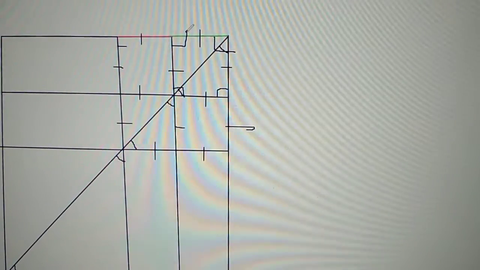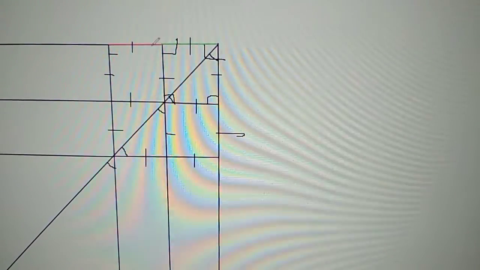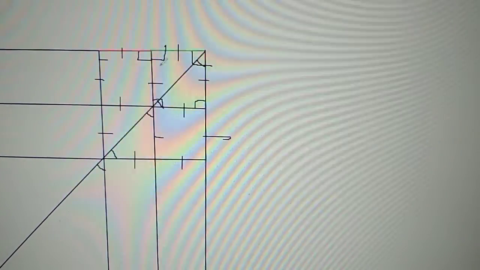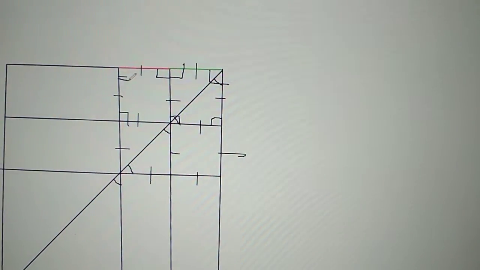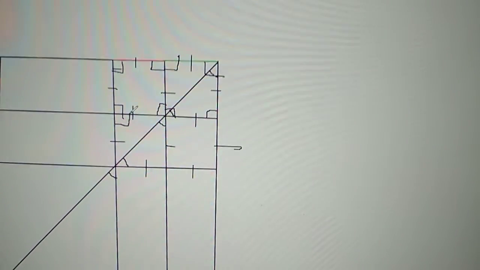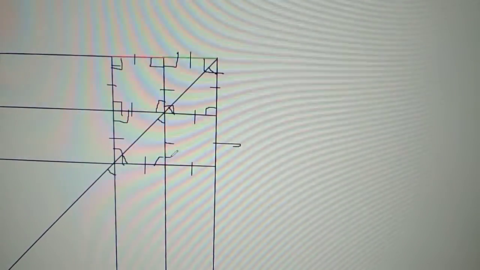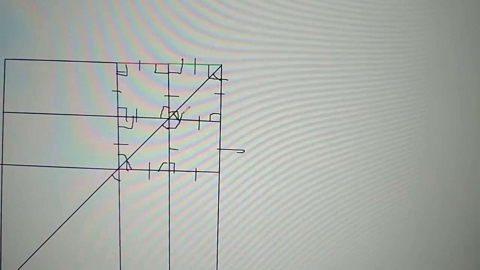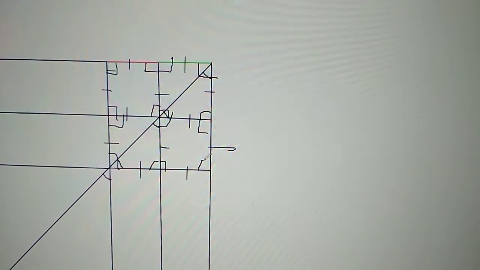is a right angle. We have here a straight line, a line falling upon these two straight lines, creating adjacent angles equal to two right angles. Right angle, same thing, we use the same reasoning here. Right angle, right angle, right angle, same reasoning here. Right angle, right angle, right angle, and same reasoning here. Right angle, right angle, right angle, and right angle.